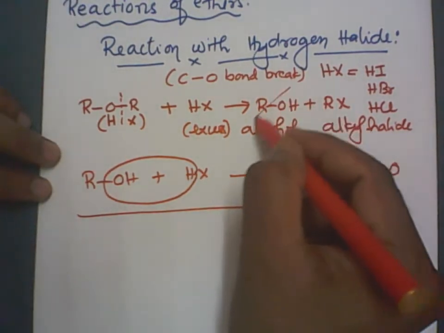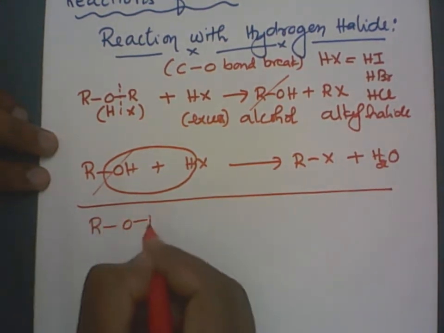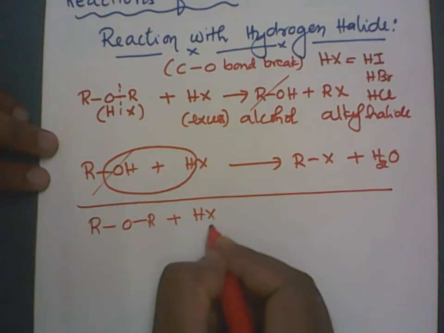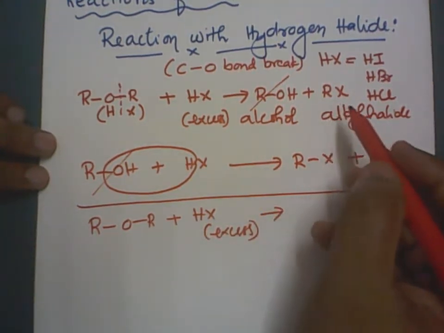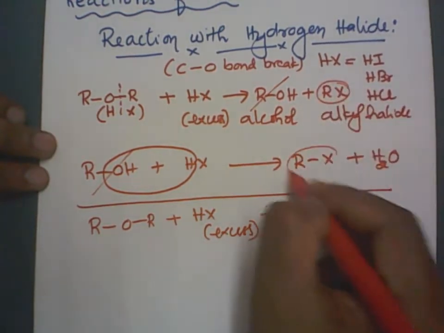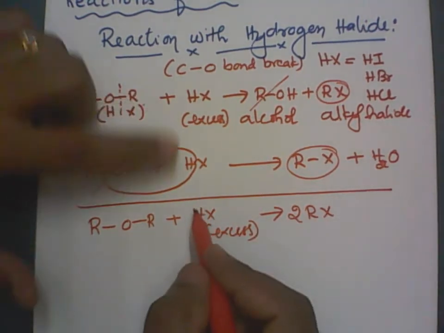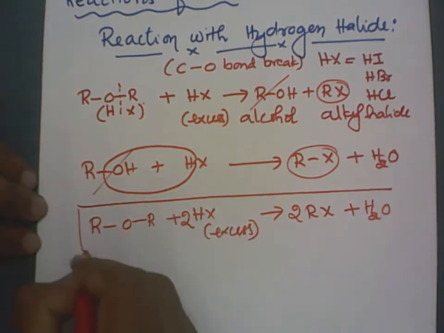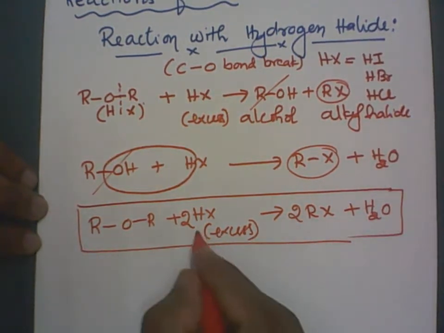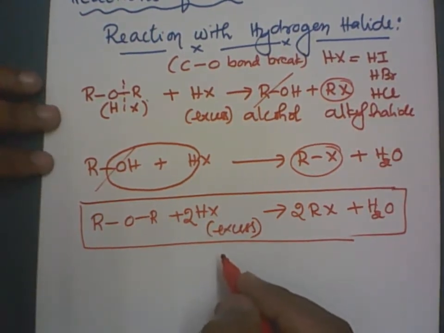That means I will combine the two reactions when there is excess of hydrogen halide. See, this ROH gets cancelled, correct? So I'll write ROR. Suppose it reacts with the excess of hydrogen halide, then we'll get 2 moles of the alkyl halide. Now HX, how many times is it there? 2 times, correct? And the side product is water molecule. This is only when we make use of excess of hydrogen halide acid.